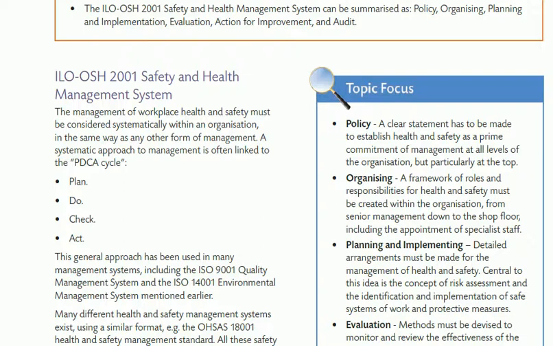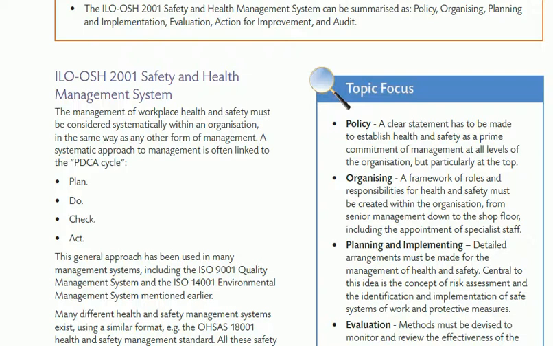Policy. A policy is a clear statement that has to be made to establish health and safety as a prime commitment of management at all levels of the organization, but particularly at the top. Policy is not restricted to health and safety alone. Of course, some of you doing this course are workers, so you know what policy is. Policies are statements that guide the organization. It states clearly what the organization stands for and what they're driving at. But because this is a health and safety course, we will be focusing more on the policy on health and safety. So every organization should have a health and safety policy.